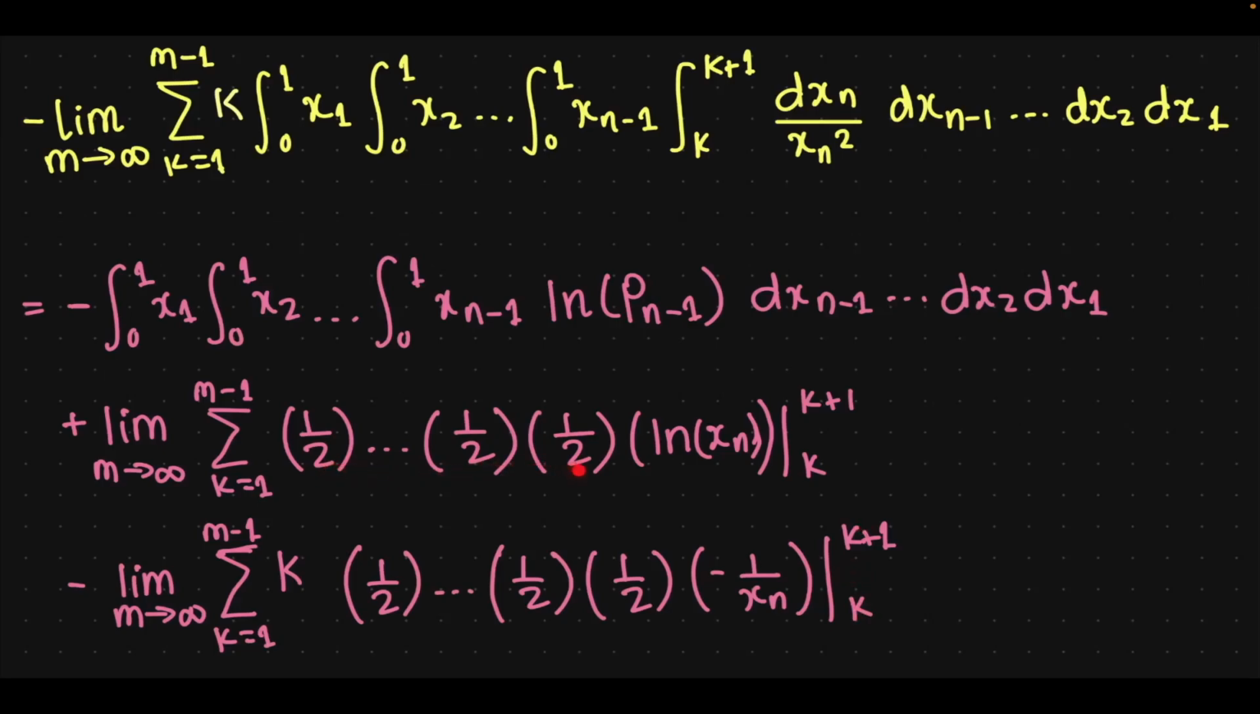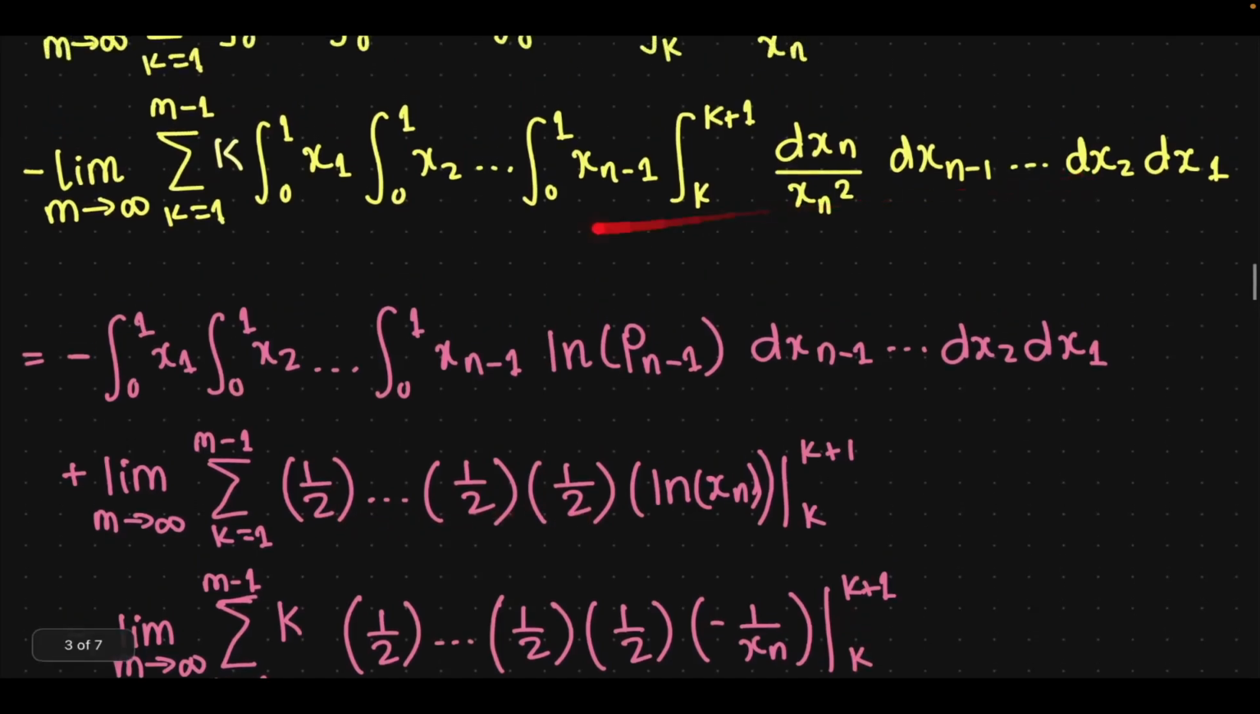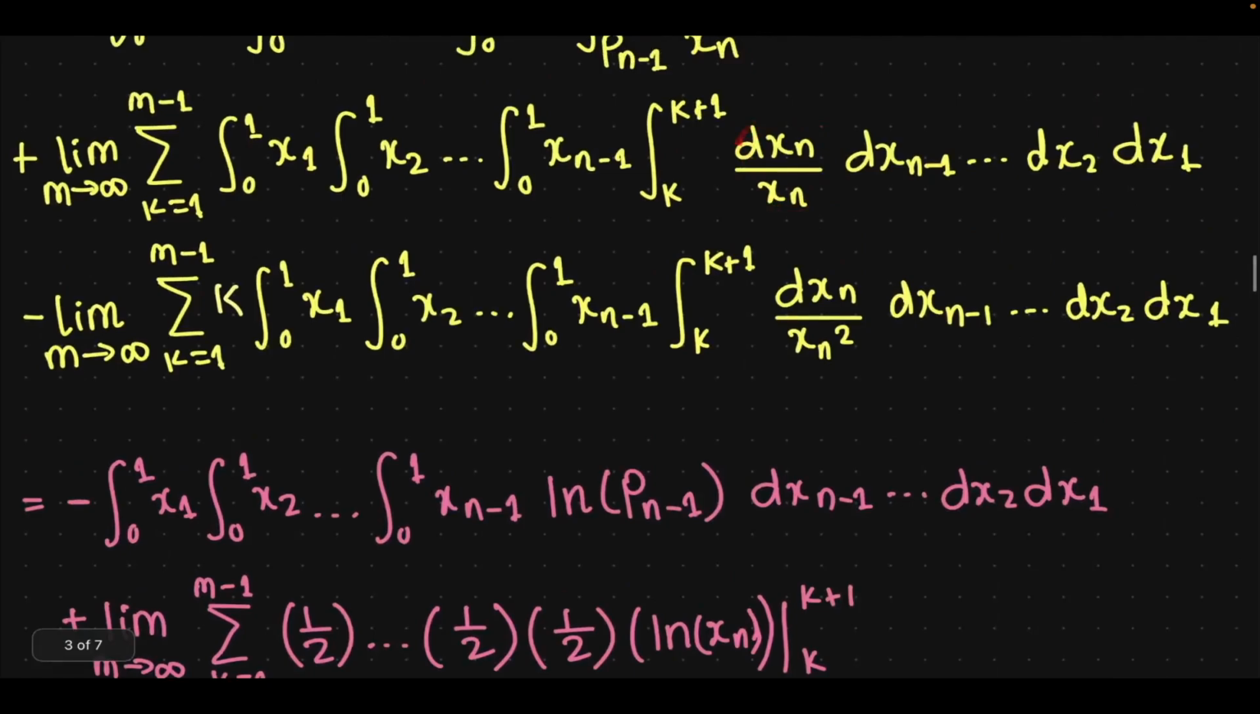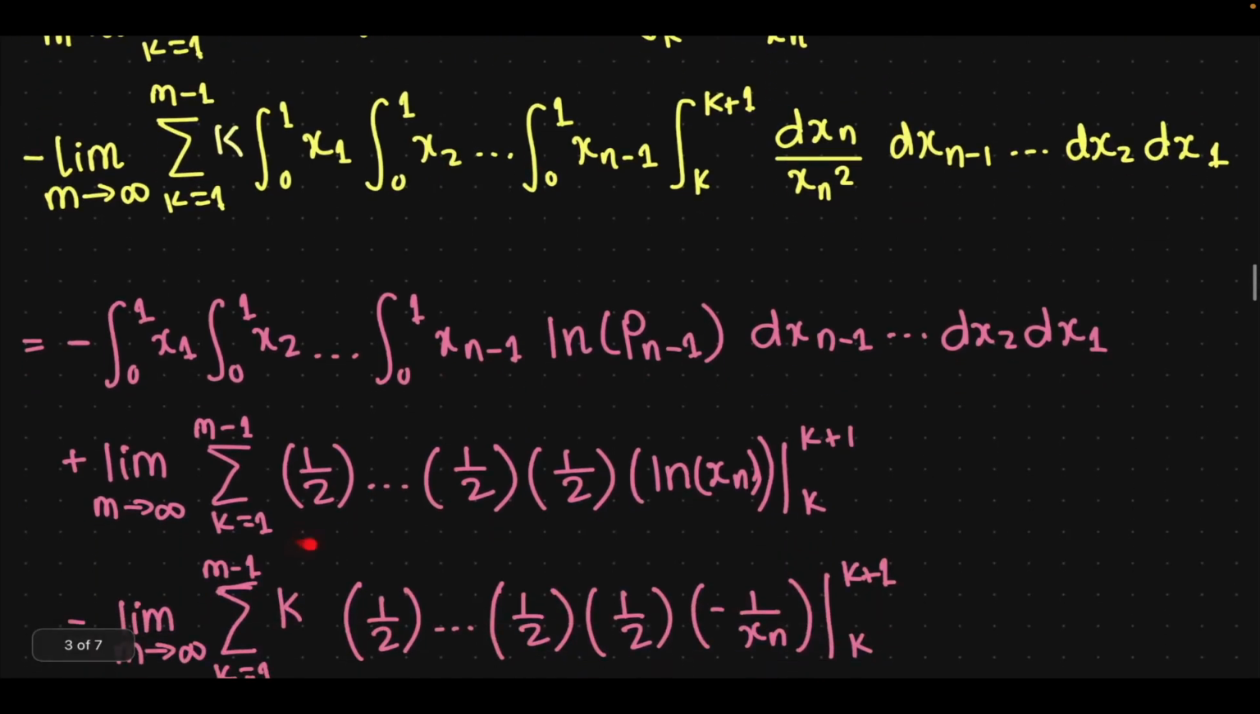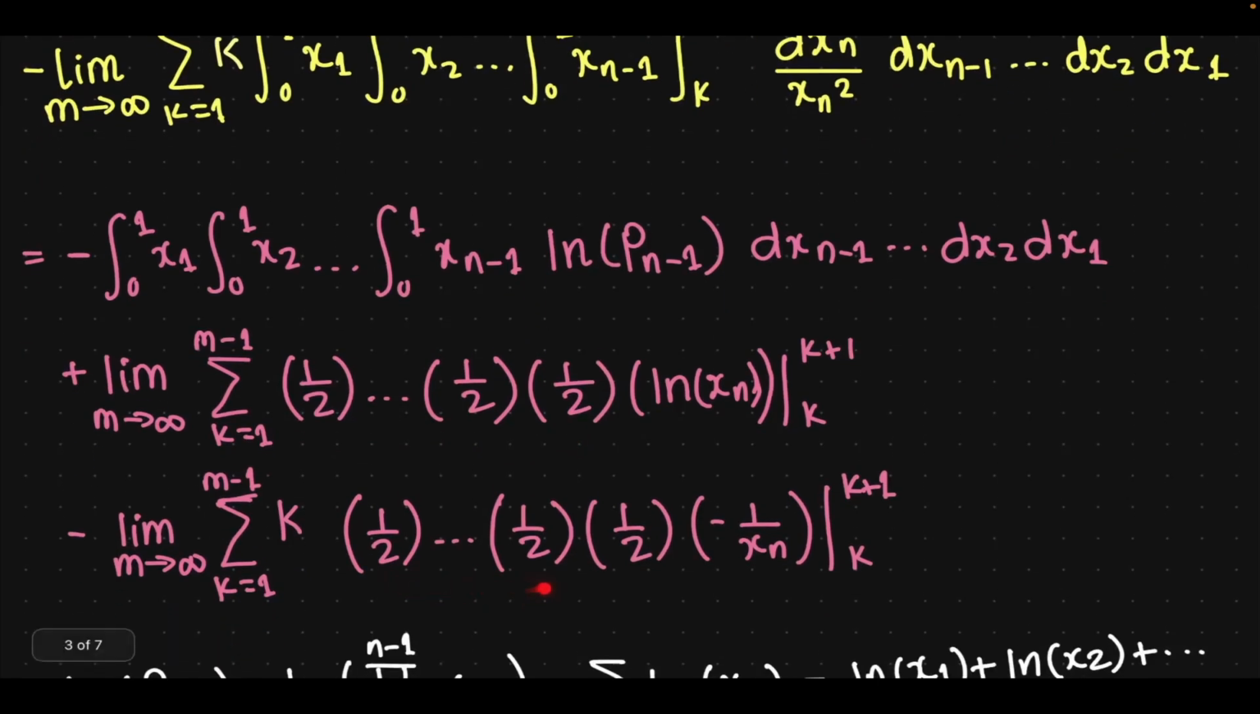Why am I getting a factor of 1/2 in the rest of them? Because I've integrated all of these other guys. Because there was no other dependence in both these last integrals, there was no dependence on x_{n-1} until x1, I can just integrate them out eventually. So if I integrate x_n first, I get x1 squared over 2 from 0 to 1, which is 1/2. Same thing here, 1/2 and 1/2. So I'm going to get n minus 1 1/2s, and similarly here as well, n minus 1 1/2s, along with the last integral, which is ln x_n here and minus 1 over x_n here.